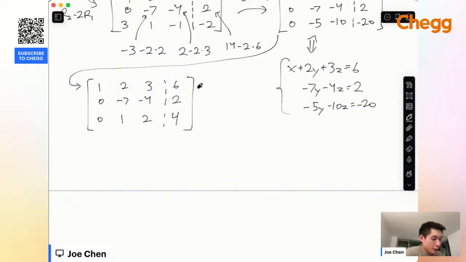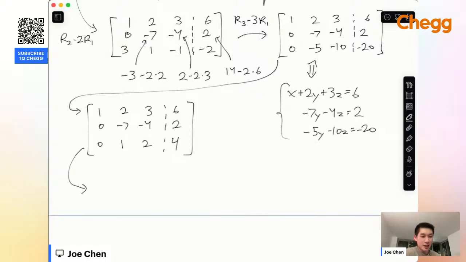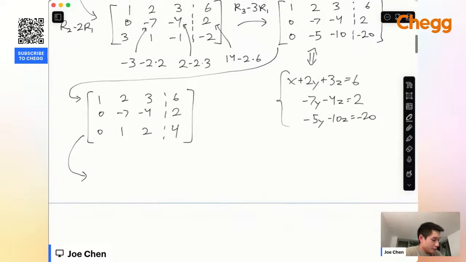Okay, so continuing. Now I have another 1. I'm going to swap the second row and the third row just so I can keep each one as higher. This doesn't have that much meaning, but it will just make things more systematic. So here I'm going to swap R2 and R3.